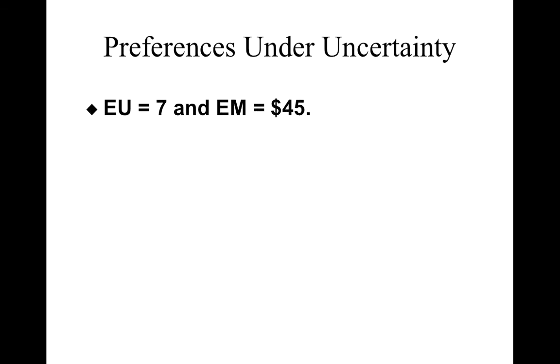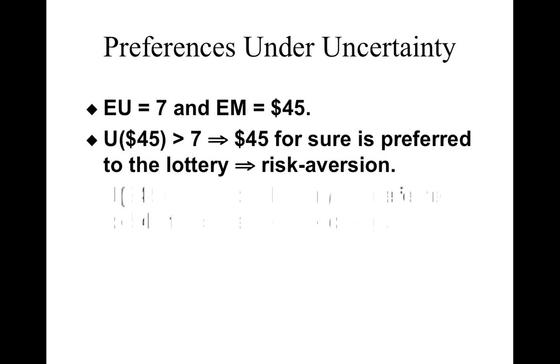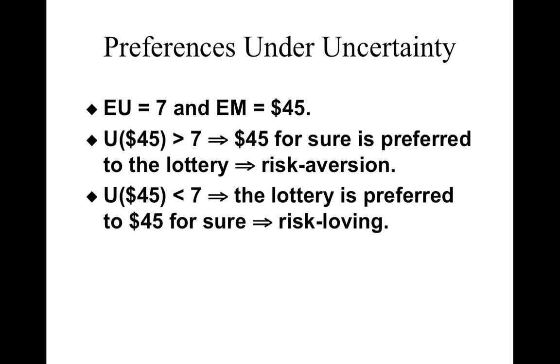So how would a risk-loving person look at this? A risk-loving person would like to have uncertainty, would be happy to get into a situation of uncertainty, and therefore for him, the expected utility is preferred to the utility that he or she derives from a certain $45.